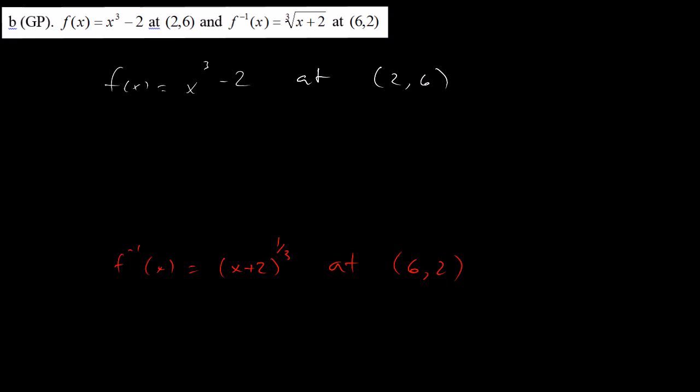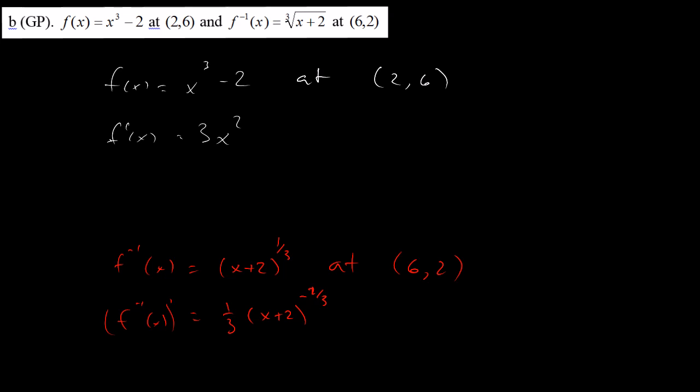Alright, and we're back. So, what are we trying to find? We're trying to find slopes. How do we find slopes? That's another word for a derivative. So we take our derivative, and we get 3x squared. And how about our inverse? F inverse of x primed is 1/3 times x plus 2 to the negative 2/3.